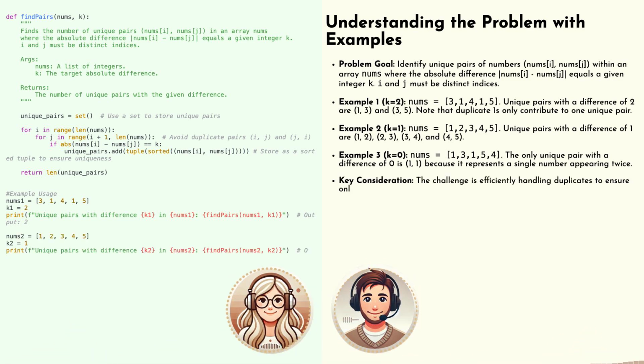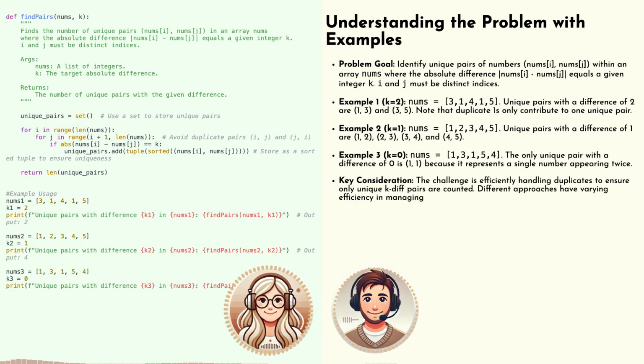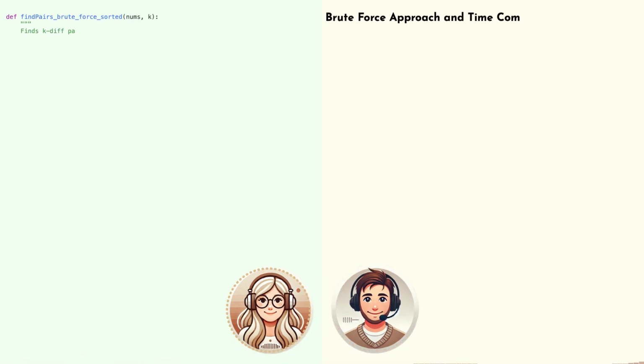Oh, right. So even though the number 1 appears twice, 1, 3 is only counted once. It's like finding matching socks. You only need one pair, not two of the same left sock. Haha. I love that analogy.